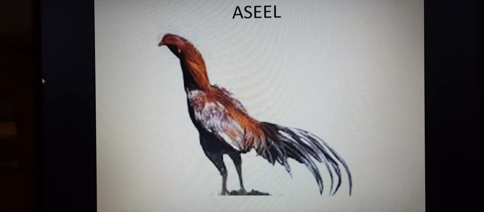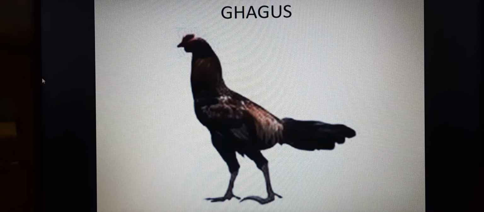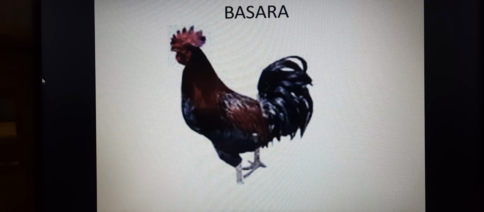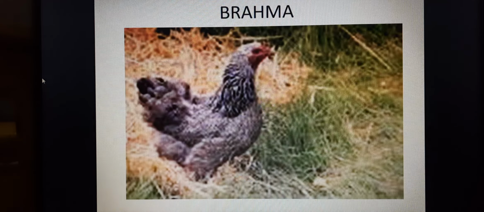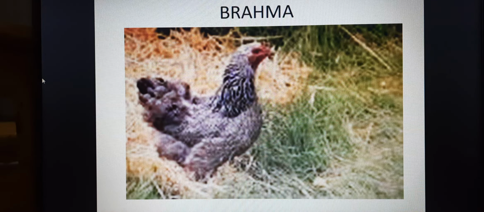This is Aseel, it is a very good layer. Remember, it is a layer bird. This is Ghagus, also giving a maximum number of eggs. This is Busra, this is Brahma.